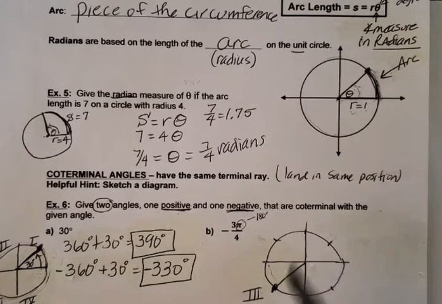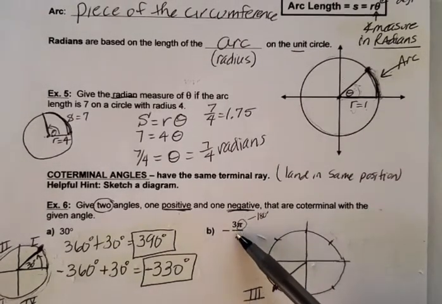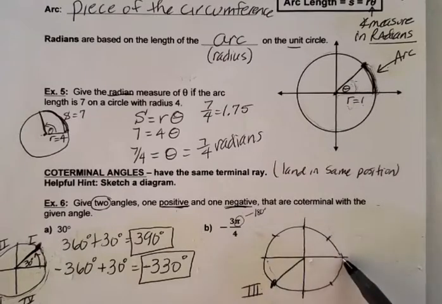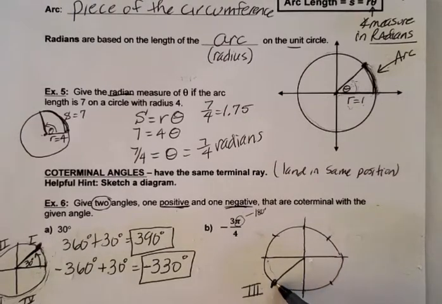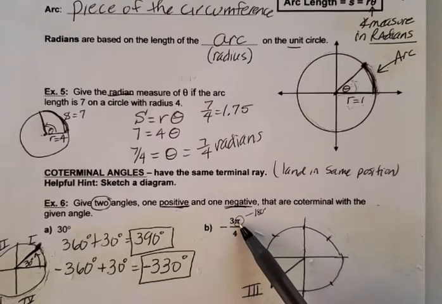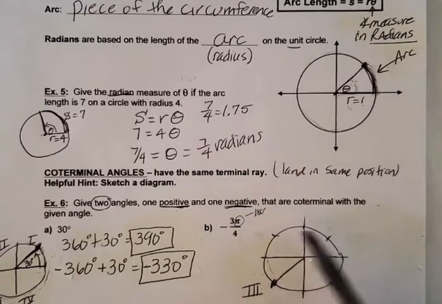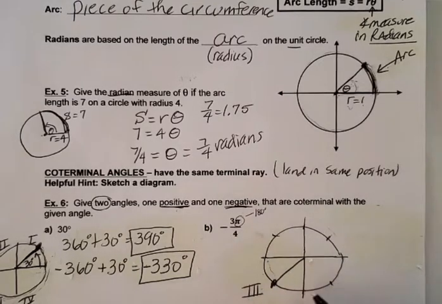Okay, for part B, we're given the angle measure negative 3 pi over 4. So it's going to be a clockwise rotation, a negative angle measure. And remember that pi is like pi radians. You can think of it as 180 degrees. So I took this 180 degrees and broke it up into fourths. 1/4, 2/4, 3/4, 4/4. This is actually negative 135 degrees. It'll land right here. So the terminal ray will land in this position in quadrant 3.